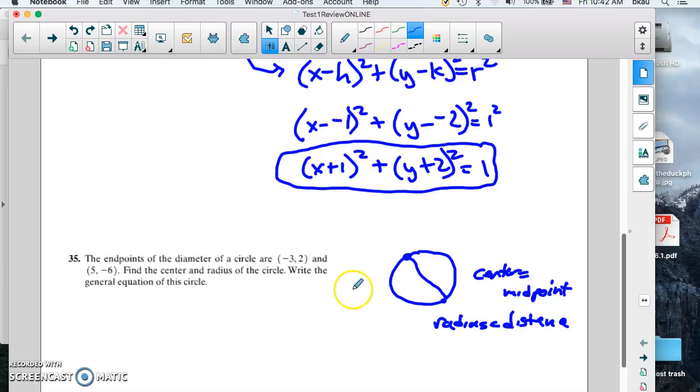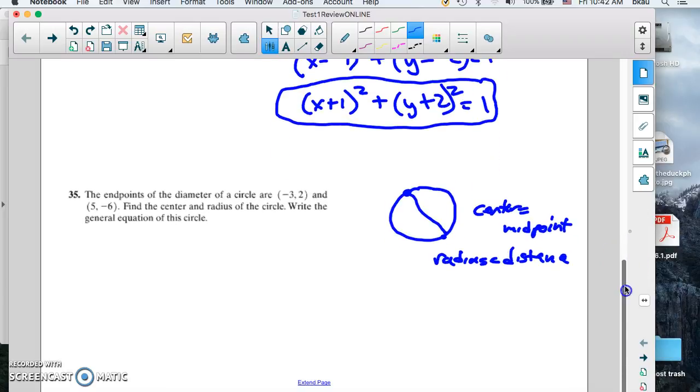Now, on both of these, I'm going to find the center first, and then find the radius. So the center here is going to be the midpoint formula between these two. So the midpoint formula is an average. So you take the average of -3 and 5 to get the midpoint, and we take the average of 2 and -6 to get the midpoint there.